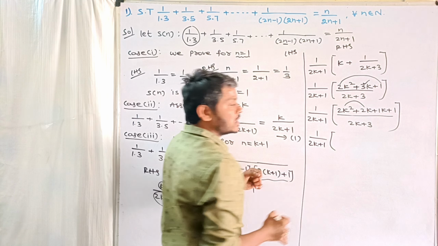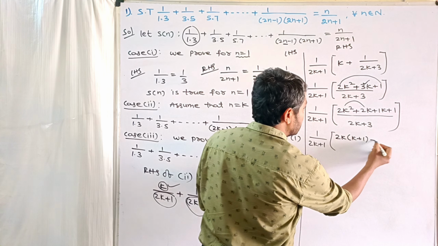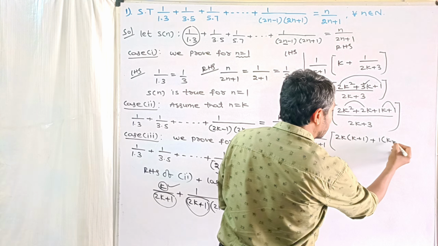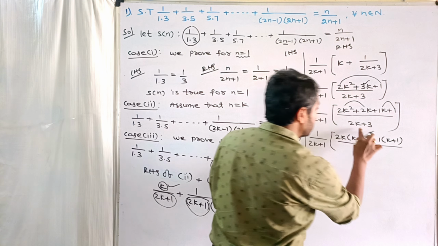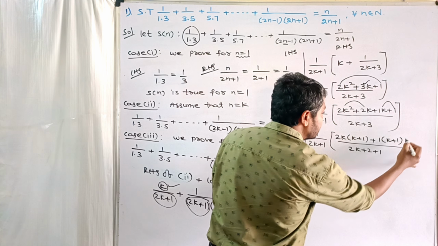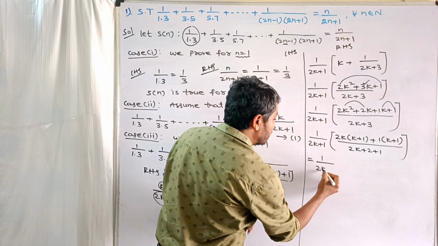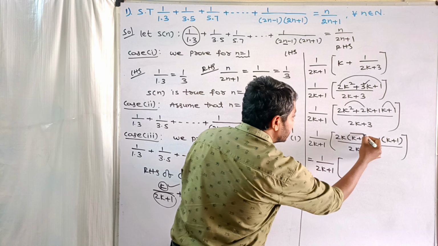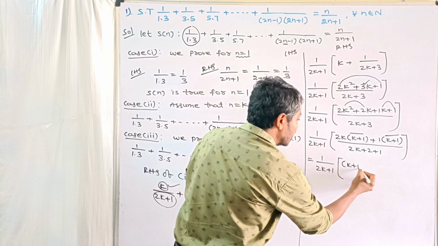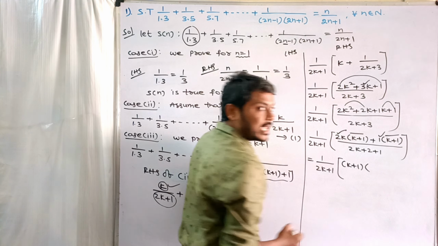From the first two terms, 2k is common. So 2k of (k plus 1) plus, from the second two terms, 1 is common, (k plus 1). So which is divided by, how to write 2k plus 3? We can write 2k plus 2 plus 1. Clearly which is again 1 by (2k plus 1). In both the terms, k plus 1 is common, (k plus 1) into, what are the remaining terms? 2k in the first plus 1 in the second.